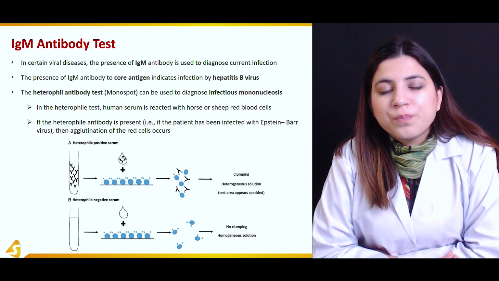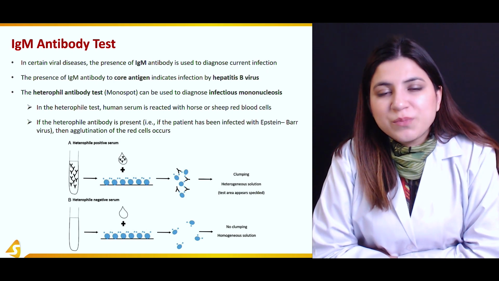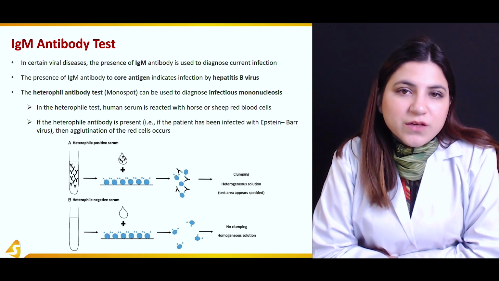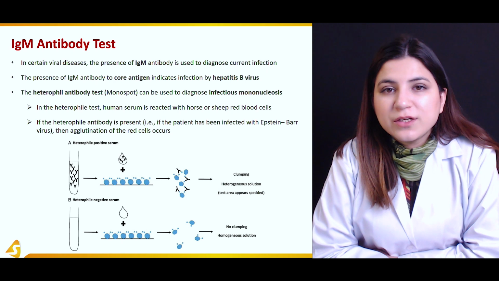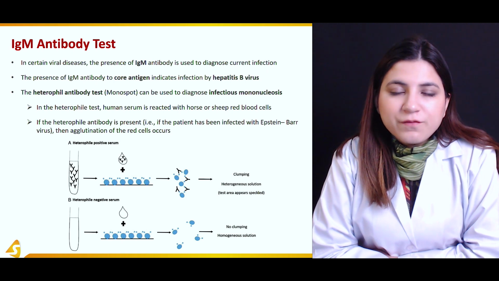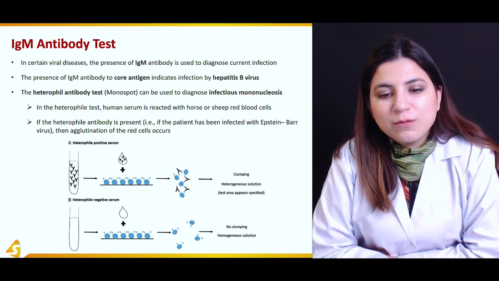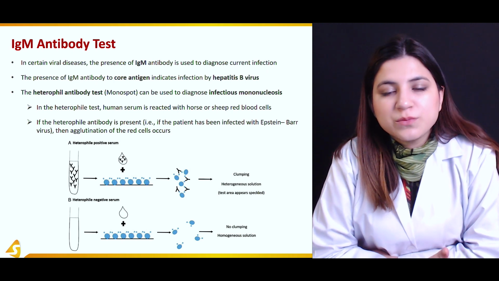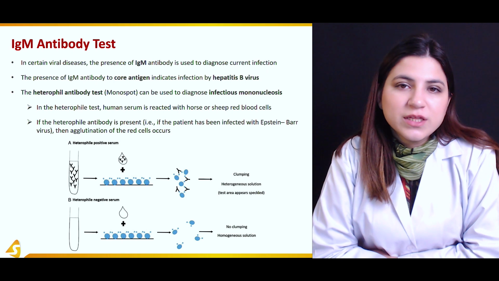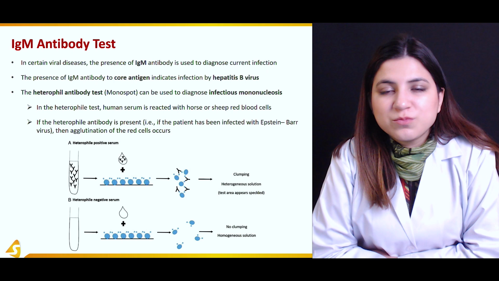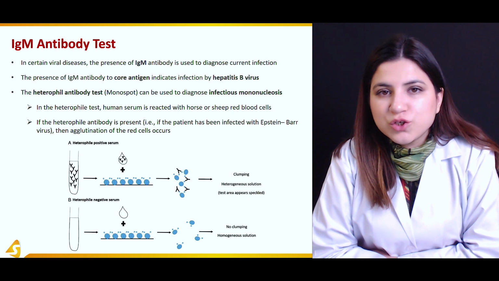That is, we can actually detect the presence of a type of IgM that is formed specifically in response to the core antigen of hepatitis B virus, and this can help us identify whether or not a hepatitis B virus infection is ongoing in a patient.